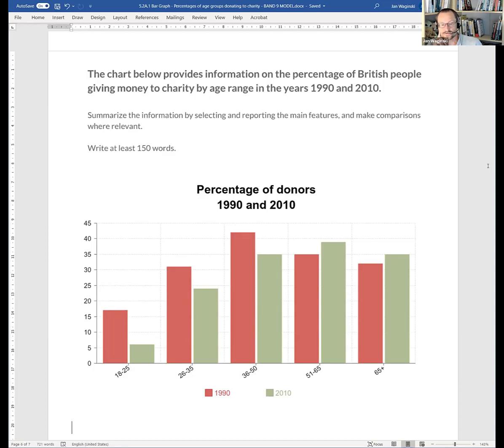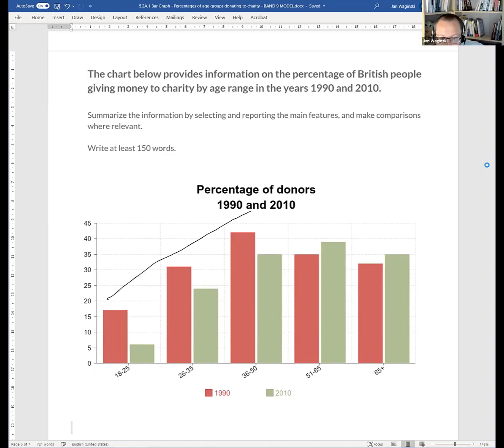Now you need to figure out how you're going to describe this. There's a pretty obvious pattern. By the years. Yes, I would definitely go by years. Body paragraph 1, 1990, body paragraph 2, 2010. So just generally speaking, what is the pattern for 1990? What happened? It rose. It increased the percentage in 1990 because the red bar is increasing.